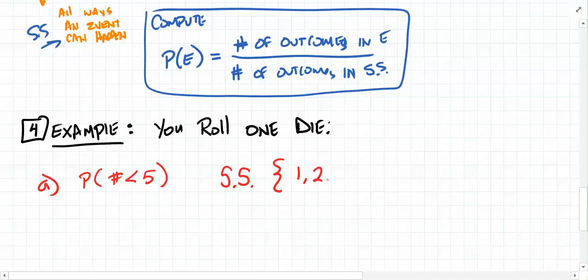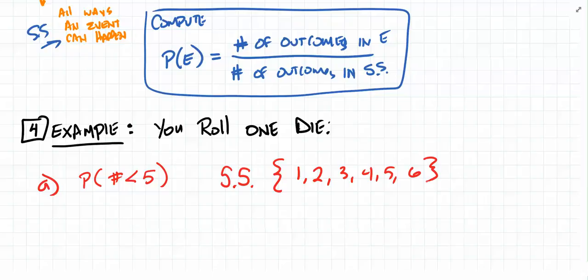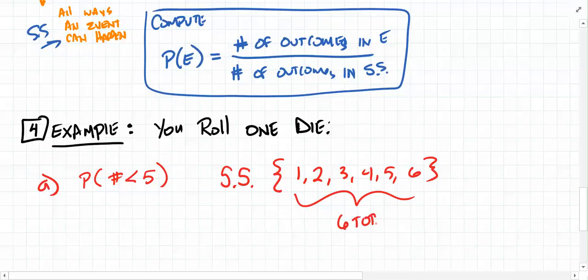Could I get the number 7? No, because it's a fair die and we don't have the number 7. Could I get the number 1.5? No, because there are only integers on the tops of my dice, okay? So my sample space consists of the collection of numbers that could possibly happen. And how many of them are there? There are 6 total outcomes in my sample space. Everybody agree with that part? That's my denominator, okay?